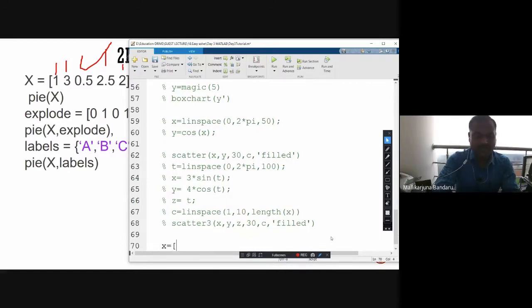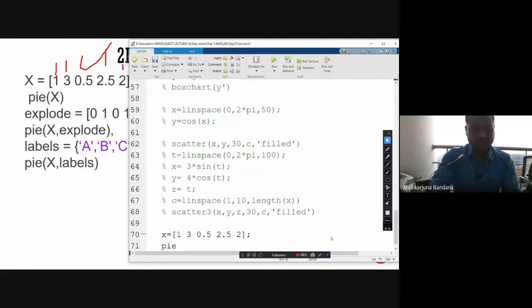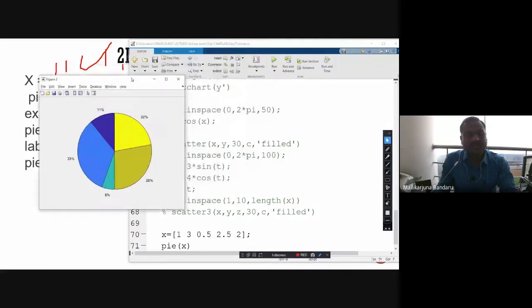I thought the participants are from various fields, so I would like to cover all varieties of plotting options. So whoever would like to utilize these syntaxes in different fields, with different requirements, can easily move on to this. That's why, with that aim, I try to demonstrate various options to visualize either two-dimensional or three-dimensional. Now see, x is equal to 1, 3, 0.5, 2.5, and 2. So this is the pie chart.